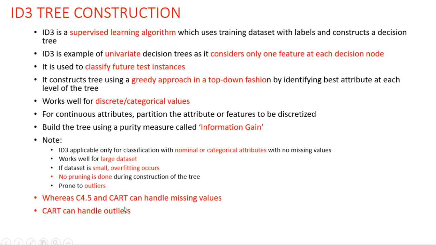There are two other popular types of decision tree, C4.5 and CART, which we'll be seeing in the next few sessions. These two decision trees can handle missing values, and CART can handle outliers, whereas even C4.5 cannot handle the outliers.